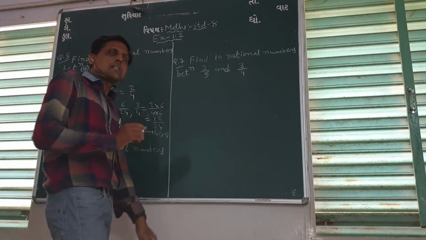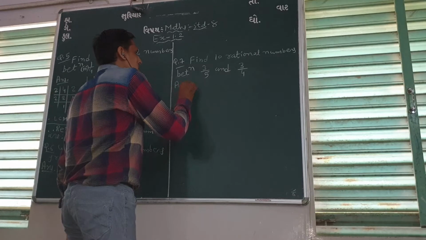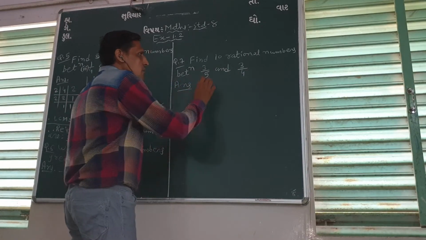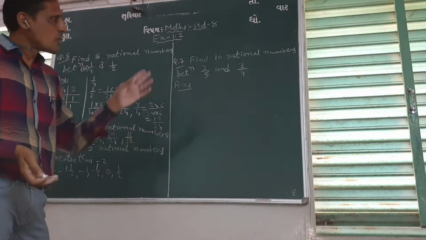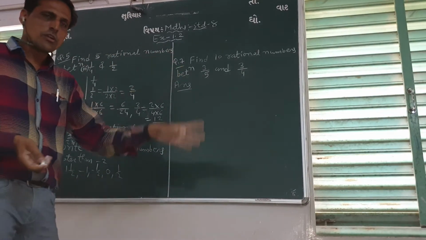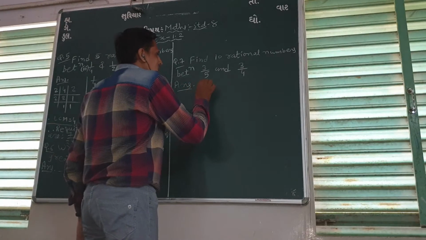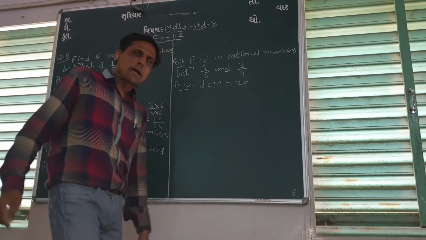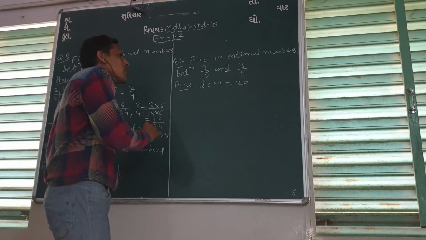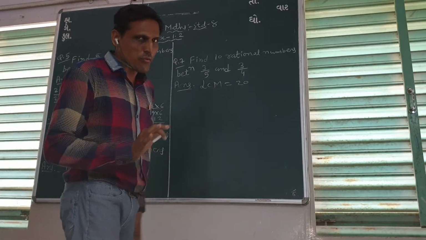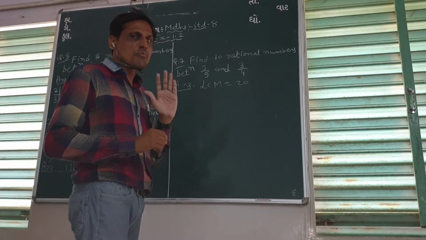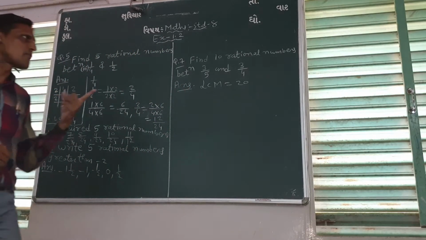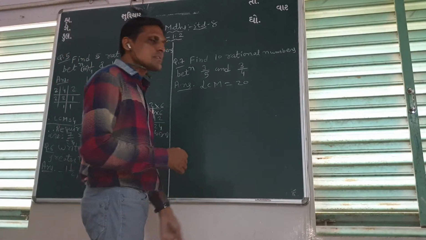So again we will take the LCM. Taking the LCM of 5 and 4. 5 and 4 are co-prime numbers, so their LCM will be 20. There is no common factor of 5 and 4, so we don't have to use the other method. Directly we can write 5 into 4, so LCM is 20.